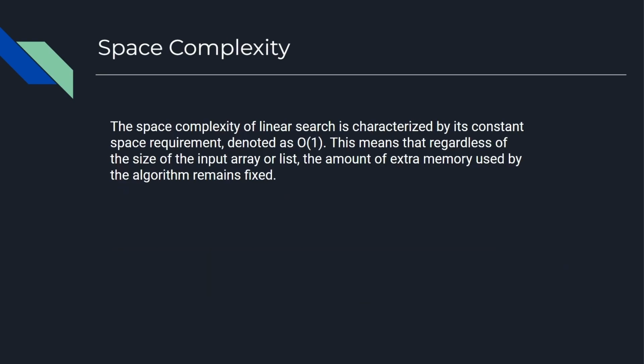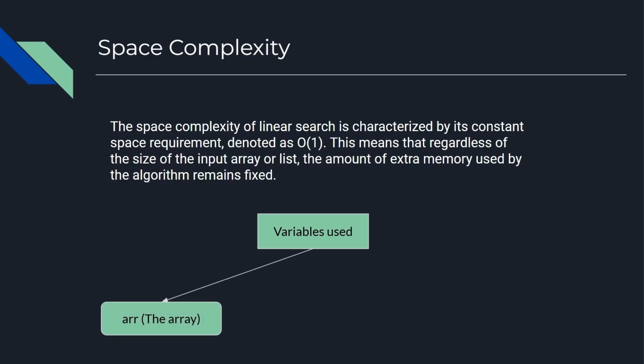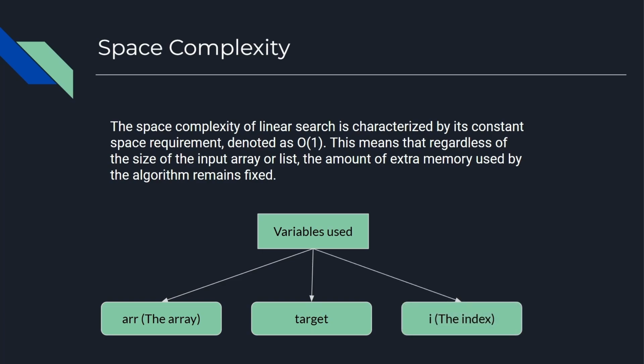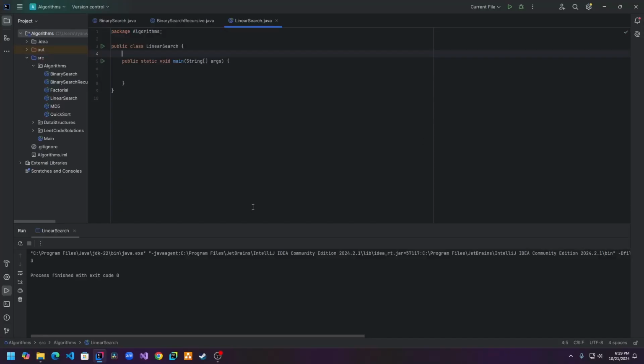Lastly, linear search has a space complexity of O(1). This is because we are only using a constant amount of extra memory regardless of the input size. In this case of linear search, we are not using any additional data structures like arrays or lists. We simply use a few variables, one for the input array, one for the target, and one for the loop index. Okay, let's write the code for our linear search.